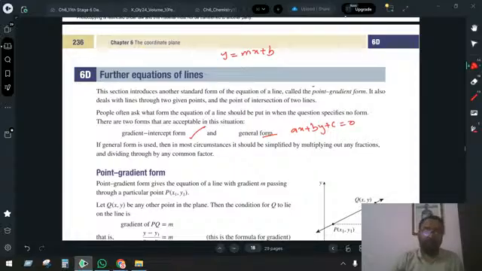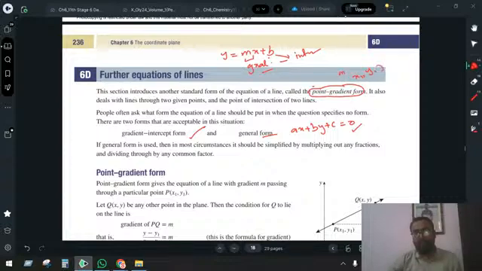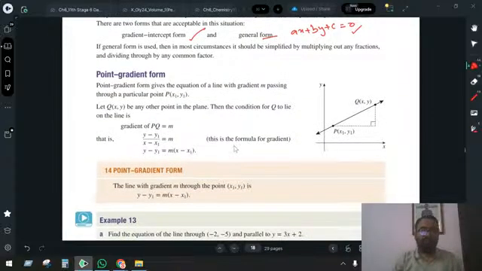In the gradient intercept form, m is the gradient and c is the intercept. That's why it is called gradient intercept form. Now we have the point gradient form, where the intercept will not be given, but a point and the gradient will be given. If (x1, y1) is a point and m is the gradient, this is the equation of the point gradient form. Here one point and one gradient are given, which is y minus y1 equals m into (x minus x1).